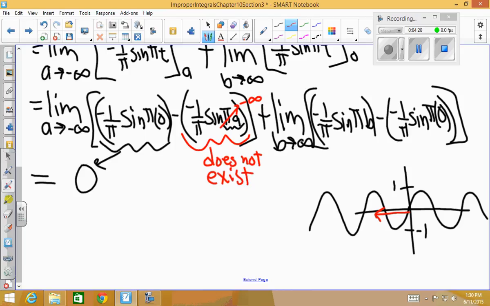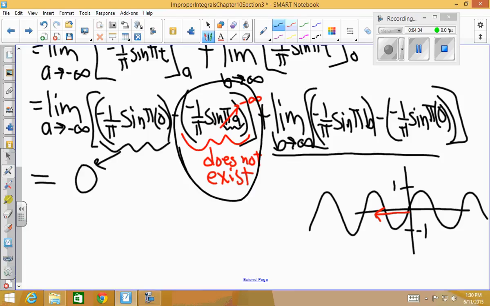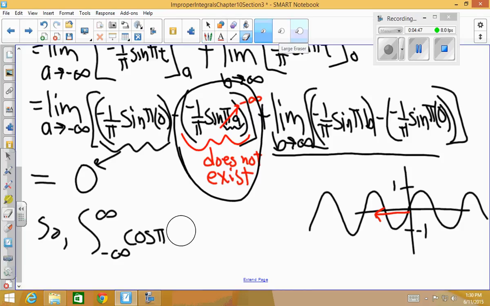If either one of these limits is divergent, then the entire integral that we started with is divergent. So we don't even have to evaluate the rest of this. We already know, because this part diverges, that the whole thing diverges. So the integral from negative infinity to positive infinity of cosine of pi t dt diverges.